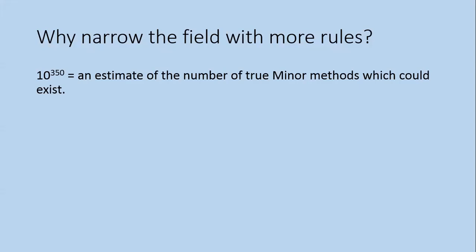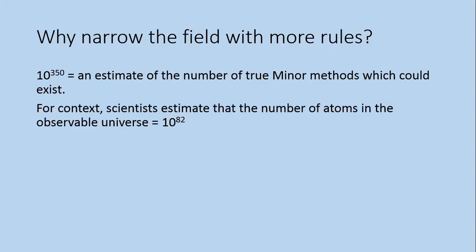To put it into context, we're not talking about numbers of grains of sand on all the beaches of the world or the number of people on the planet or anything like that. We're talking about a number that's far, far bigger than the number of atoms in the observable universe, which apparently is 10 to the power of 82. So this is a number that is many, many, many times bigger than the size of the observable universe.